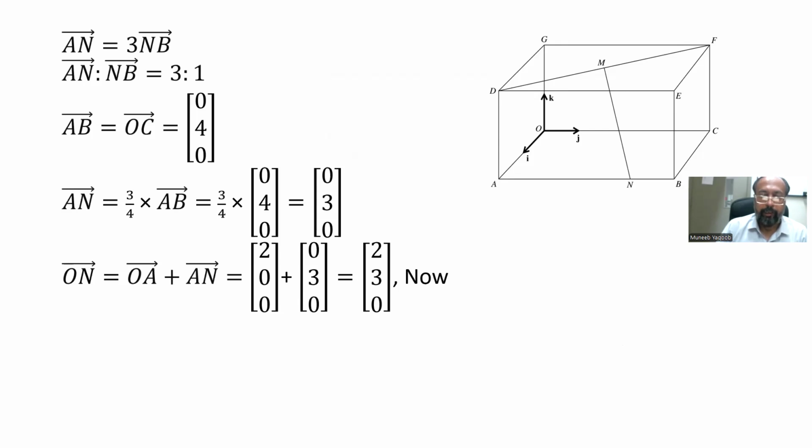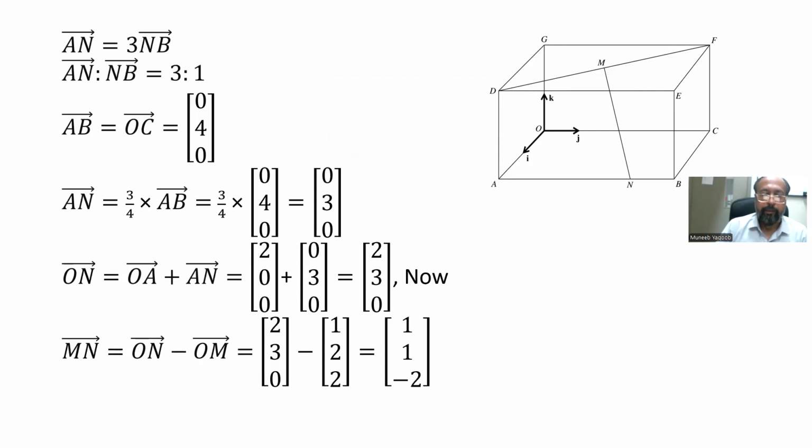So OA is already given, it is (2, 0, 0), and AN we calculated as (0, 3, 0). So adding the two position vectors, we get ON equals (2, 3, 0). Finally, to calculate MN, we will apply the position vector rule. So position vector MN is equal to position vector ON minus position vector OM. Position vector ON is (2, 3, 0) and position vector OM is (1, 2, 2). So hence we can easily compute position vector MN. So that was the first part of this question.